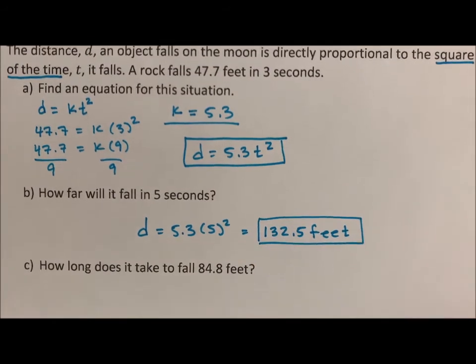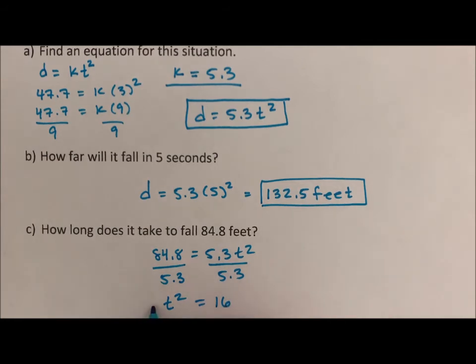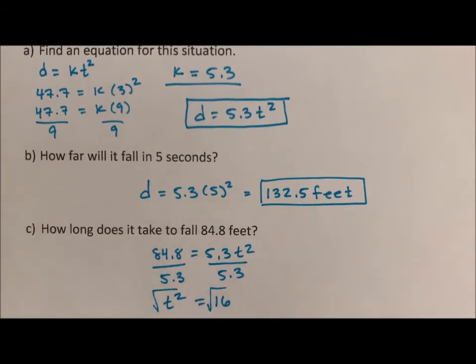And then how long does it take for it to fall 84.8 feet? So 84.8 equals 5.3 t squared. We divide. T squared equals 16. Normally, when you have to introduce a square root, you need to introduce the positive or the negative, but negative time doesn't make sense.